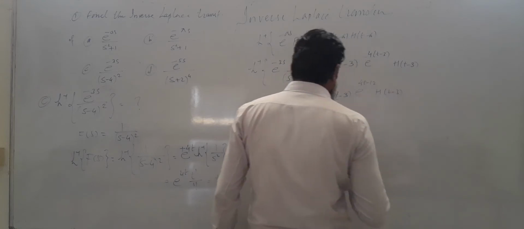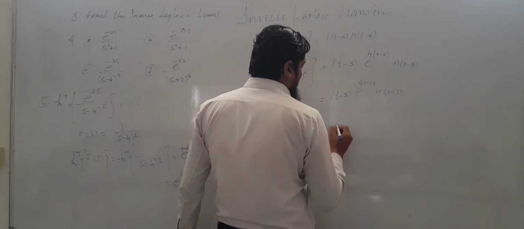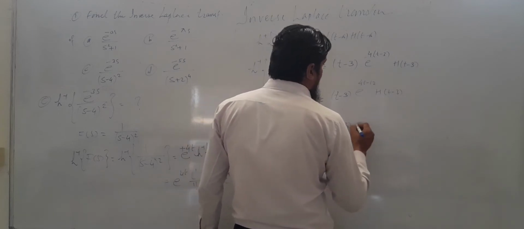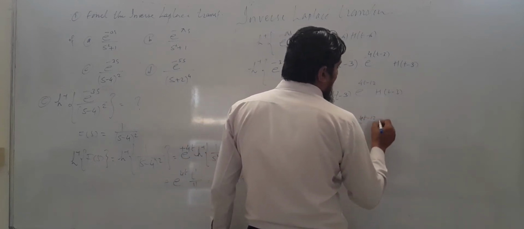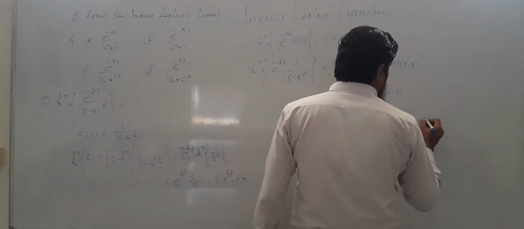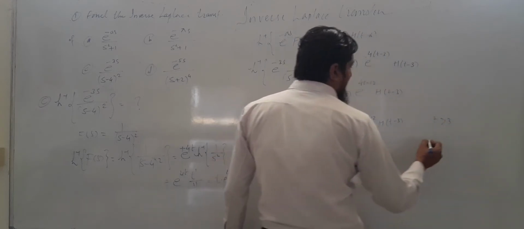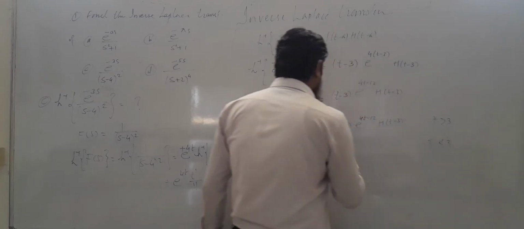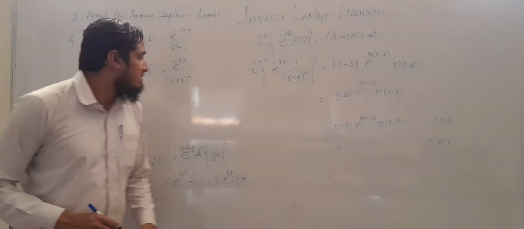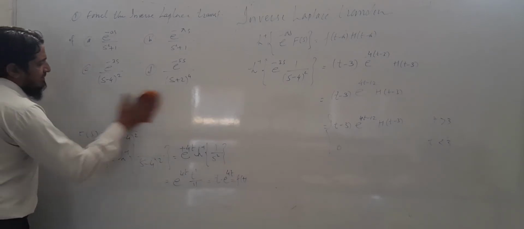Which is equal to t minus 3 times e raised to 4t minus 12 times h of t minus 3, whenever t is greater than 3, and 0 when t is less than 3. It is the required result for our third example. And similarly, we can easily solve our fourth and last example.